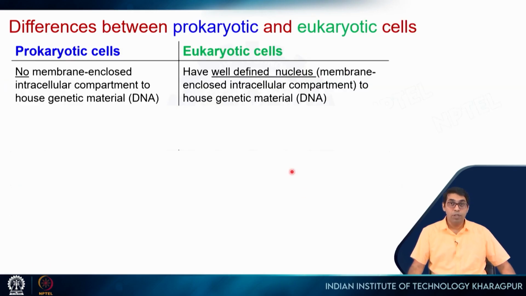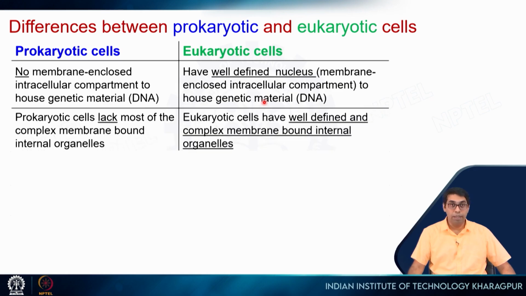But then there are of course several differences. One difference is that no membrane enclosed intracellular compartment is present to house the DNA, right. We saw that in the previous slide. In the case of eukaryotes, there is a well defined nucleus which houses the genetic material, which is the DNA. Prokaryotes or bacterial cells lack most of the complex membrane bound internal organelles. So, there is no mitochondria, there is no ER, there is no Golgi, but this type of complex membrane bound internal organelles are present in eukaryotic cells.